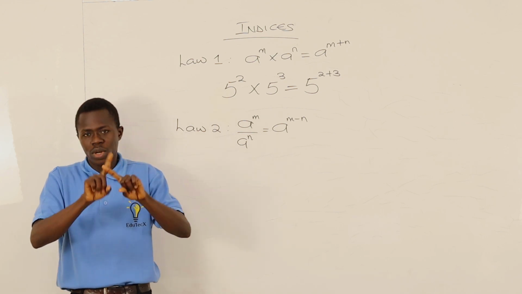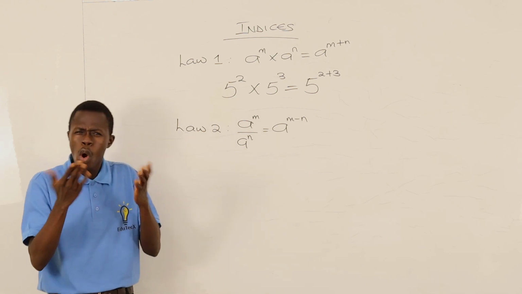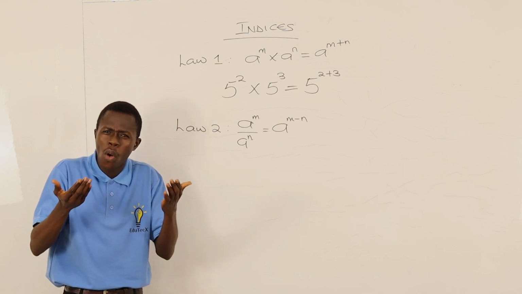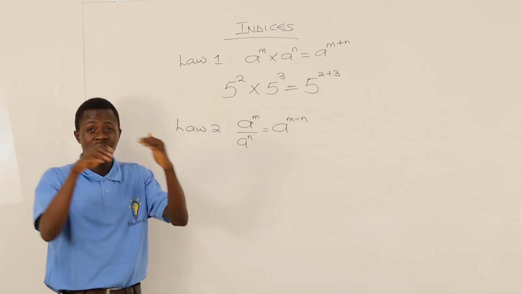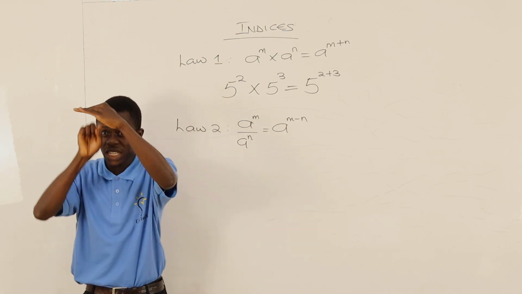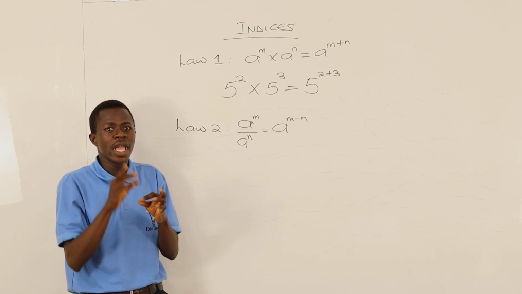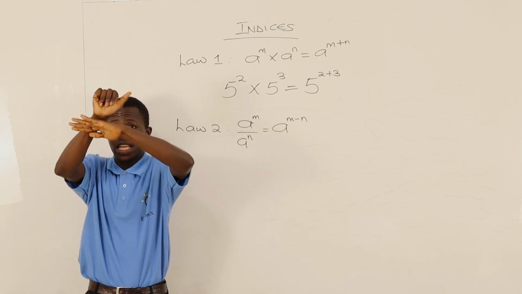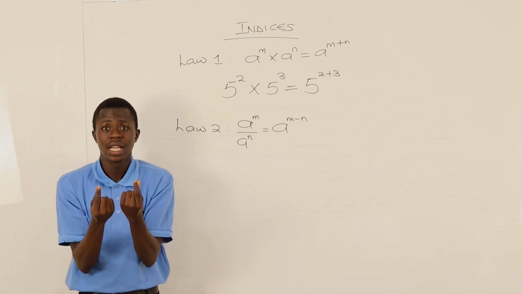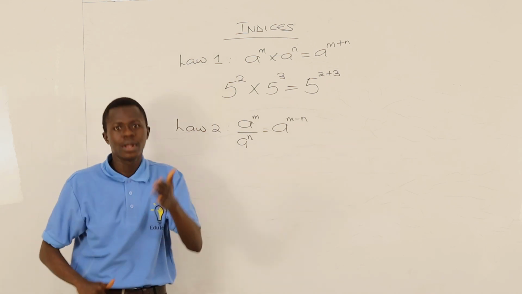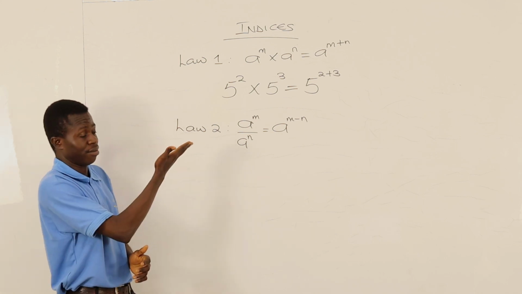Is this the same as law 1? They are different. You realize that when you take a look at law 2, it is different in the sense that it is not multiplying, but it is dividing. It is a fraction, it's dividing. So it's different from law 1. So if you have the bases that are dividing each other being the same, then you can subtract.